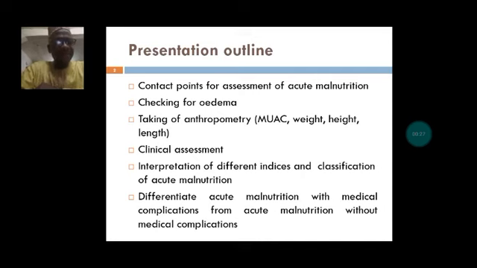This is our presentation outline, the contact point for assessment. We have to check for edema, we have to do the anthropometry, we have to do our clinical assessment, we have to interpret different indices, and we classify acute malnutrition. We have to differentiate acute malnutrition with medical complication from acute malnutrition without medical complication.